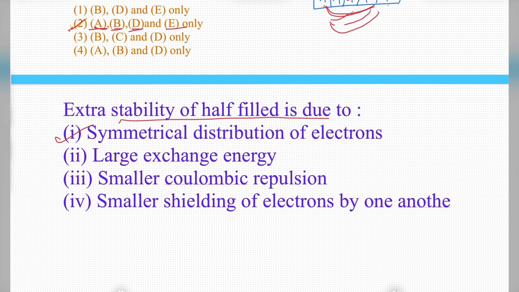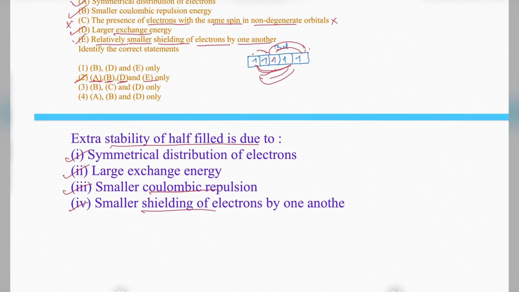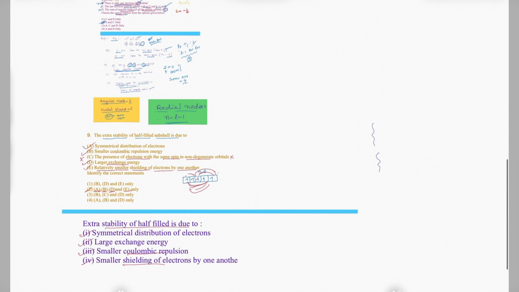Again, you can see extra stability: symmetrical distribution, large exchange energy, smaller Coulombic repulsion, smaller shielding of electrons by one another. This is a very important question.